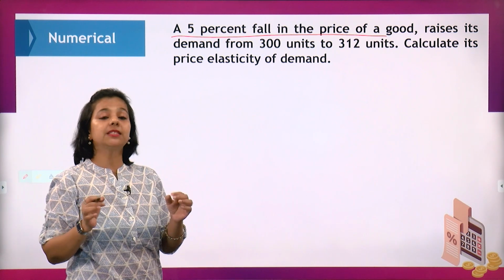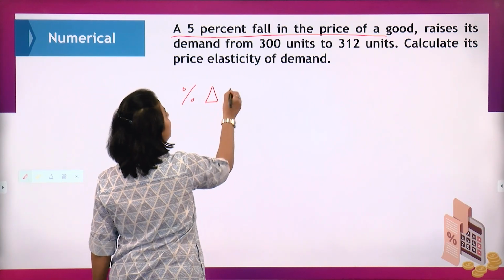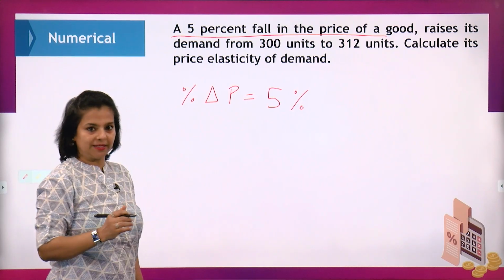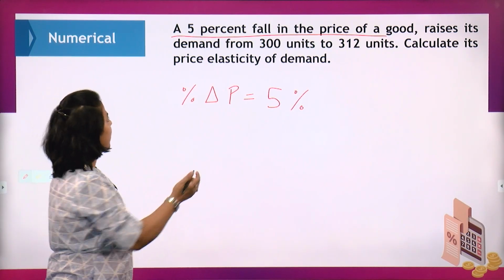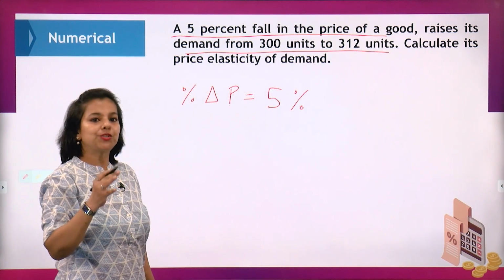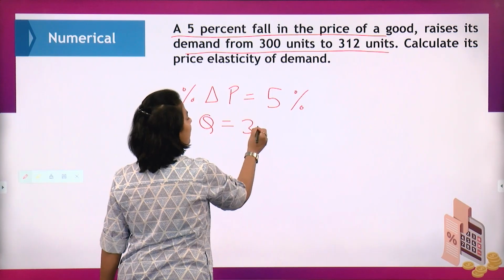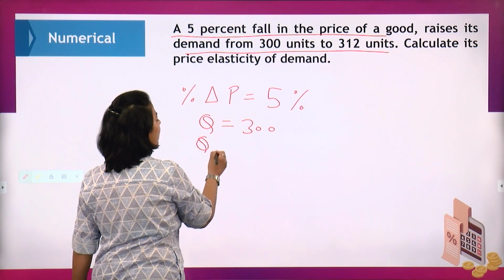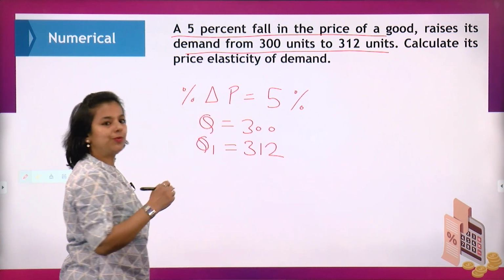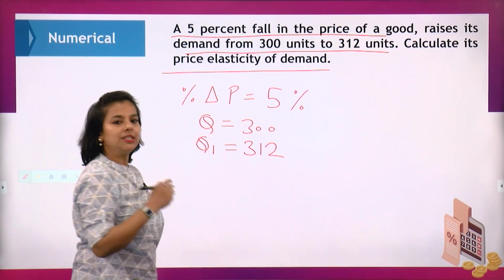किसी गुड का प्राइस 5% से फॉल हो रहा है. That means this is percentage change in price, which is given to us as 5%. इस प्राइस फॉल की वजह से quantity demanded is increasing from 300 units to 312 units. So, original quantity demanded is 300 and new quantity demanded due to fall in price is 312 units. Now, we have to calculate the price elasticity of demand.